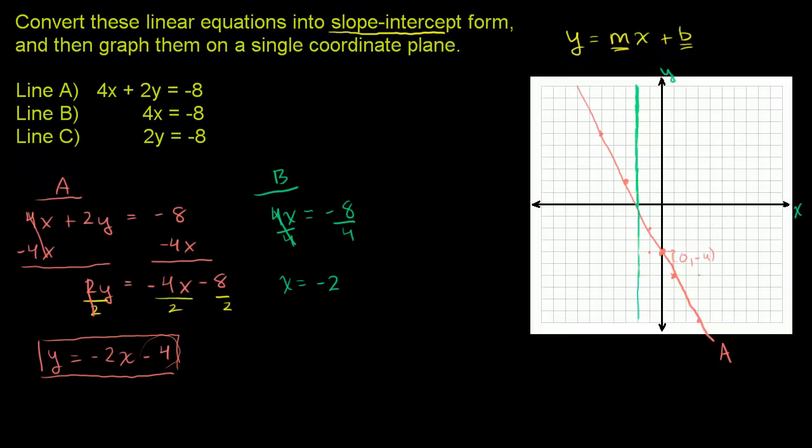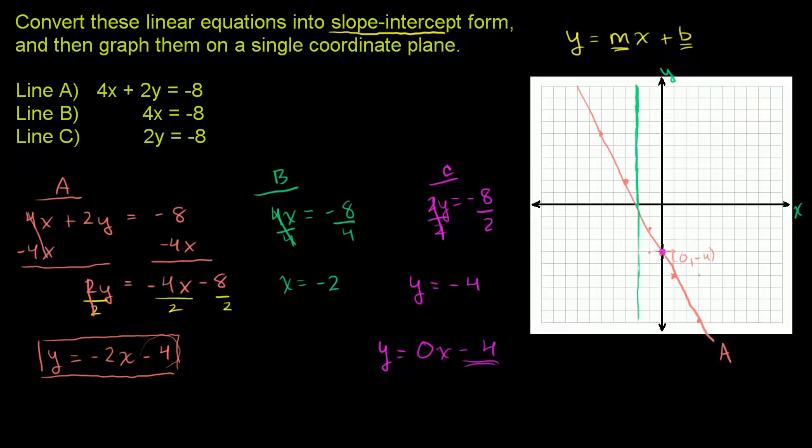2y is equal to -8. So line C. We have 2y is equal to -8. We can divide both sides of this equation by 2, and we get y is equal to -4. So you might say, hey, Sal, that doesn't look like slope-intercept form. But it is. It's just that the slope is 0. We could rewrite this as y is equal to 0x minus 4, where the y-intercept is -4 and the slope is 0.